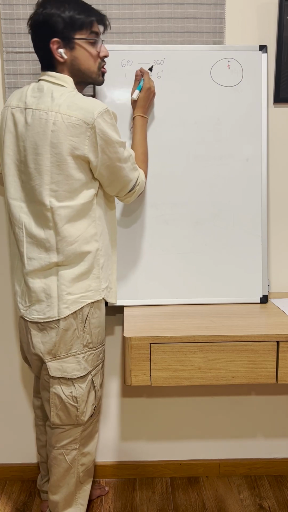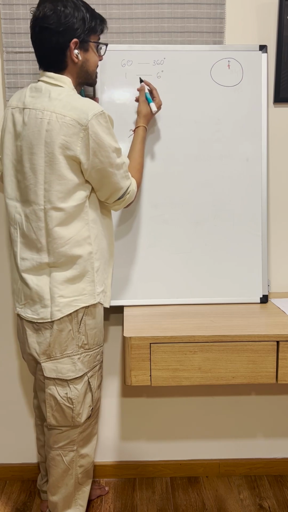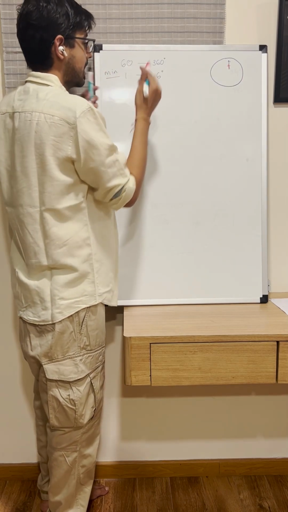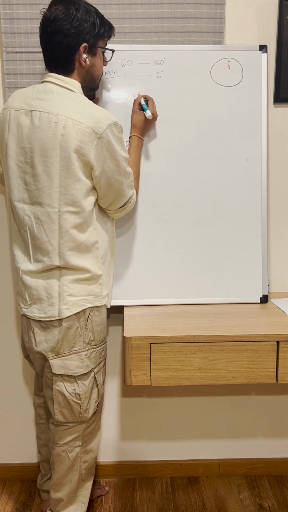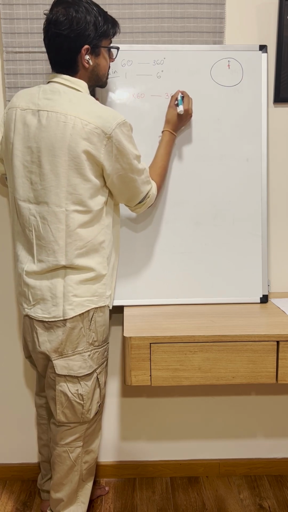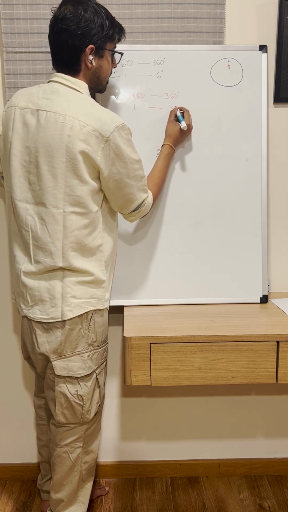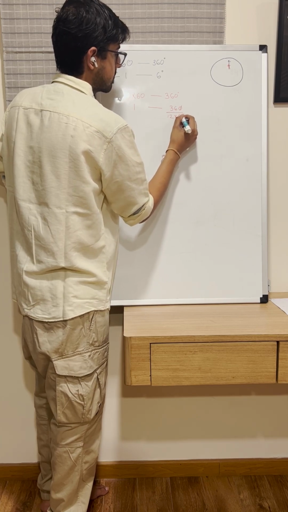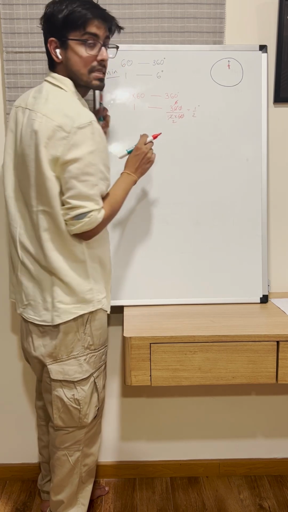This is simple ratios and proportion. We just need to cross multiply. 360 by 60 is 6 degrees. This is for the minutes hand. Now for the hours hand, in 12 hours, that is 12 into 60 minutes, the hour hand moves by 360 degrees. So in 1 minute, it moves by 360 by 12 into 60, which is 1 by 2 degrees.